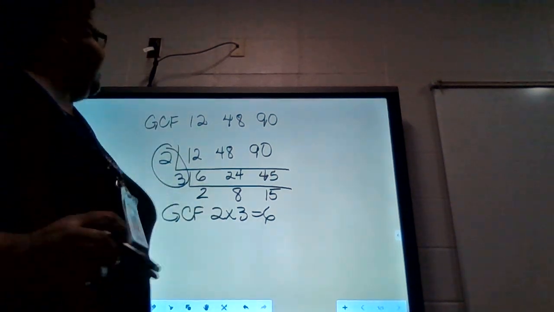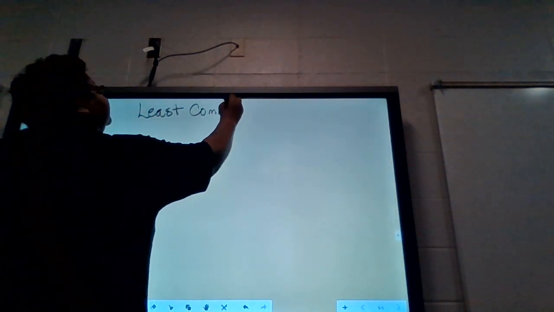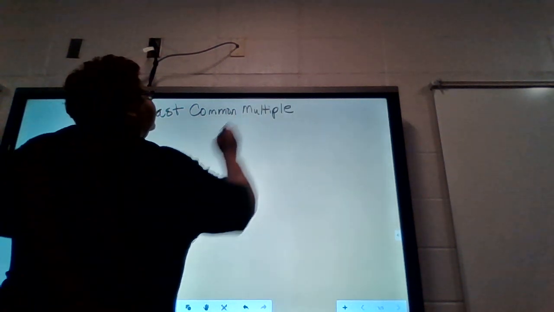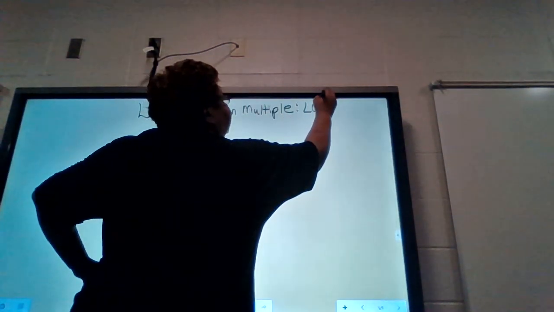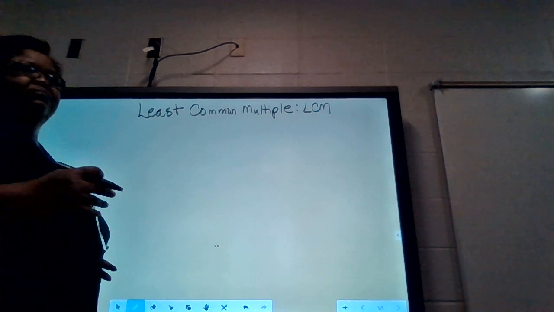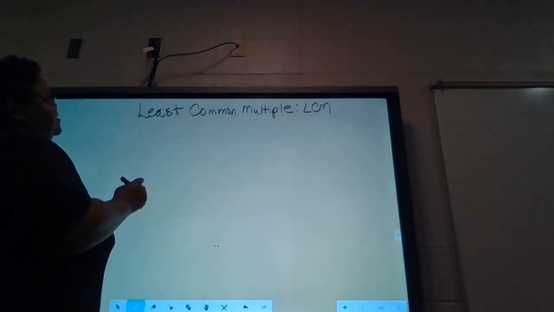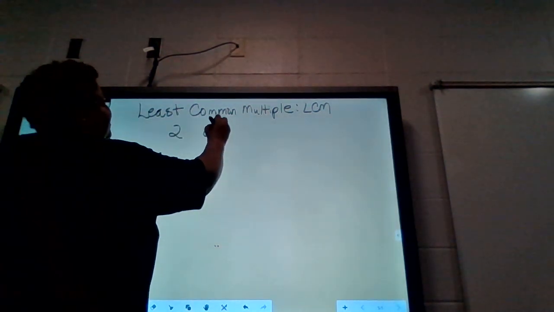Now let's do least common multiple. Let me explain least common multiple before we get into a method for finding it. We're going to call that LCM. So we got 2 acronyms, GCF and LCM. So least common multiple. Let's do 2 and 8.